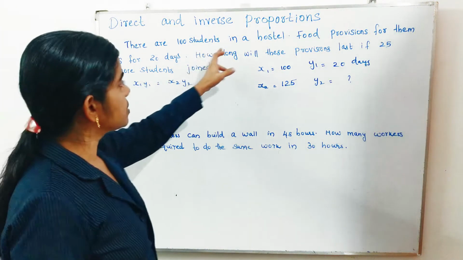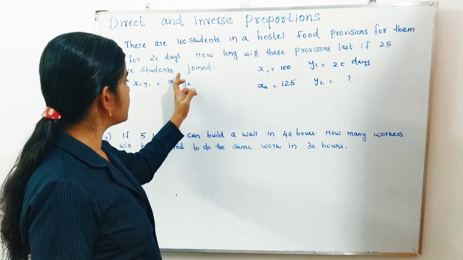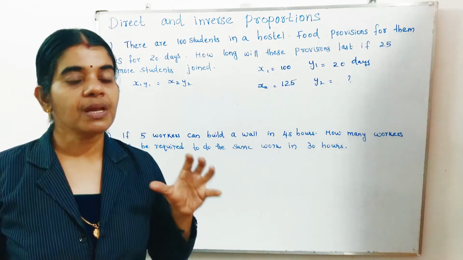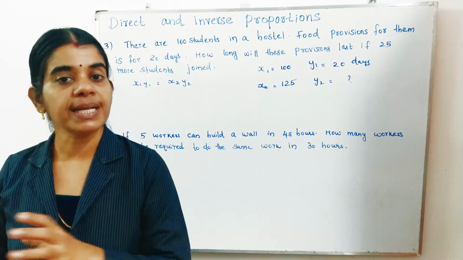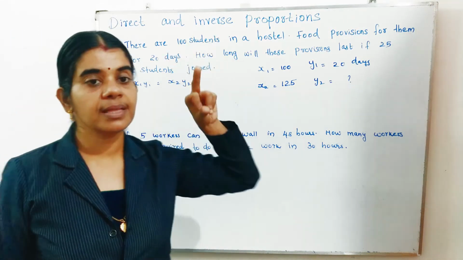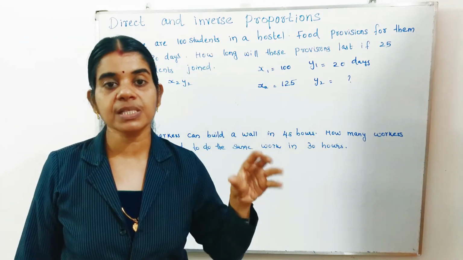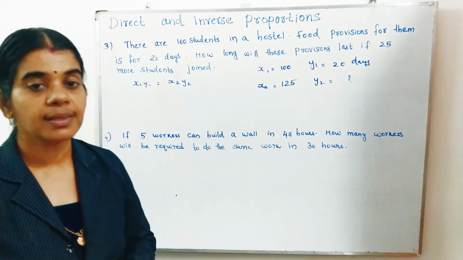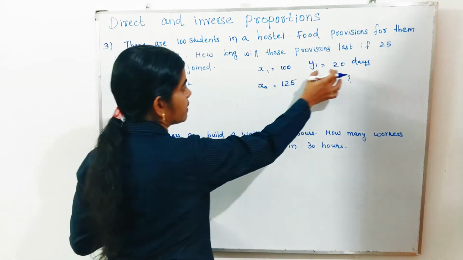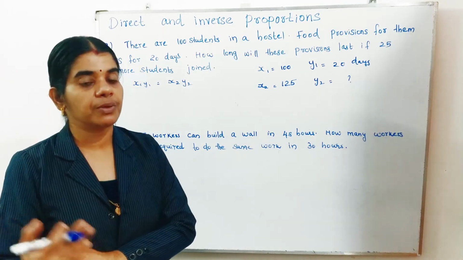Next question. There are 100 students in a hostel. Food provision for them is for 20 days. How long will this provision last if 25 more students joined? If the number of students increases, the number of days for the food will decrease. So in the first case there were 100 students, their food provision is for 20 days, then 25 more students joined, that means 125 students are there. How many days for that food provision? Then x1 is equal to 100, y1 is equal to 20, x2 is equal to 125, y2. x2 means 100 plus 25, 25 more came.